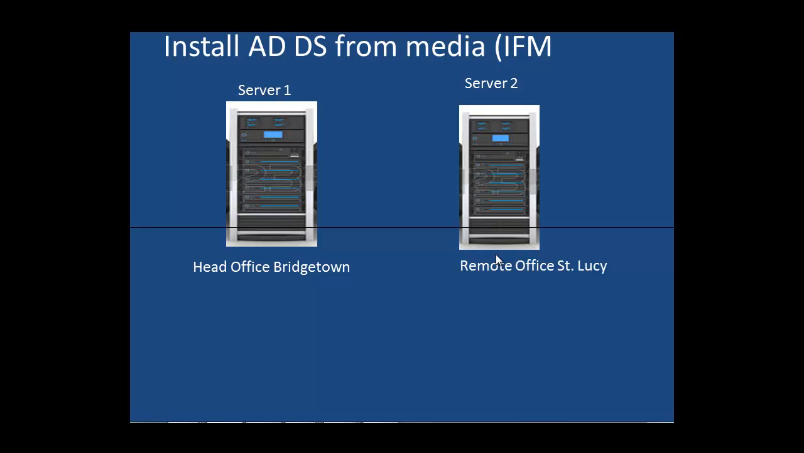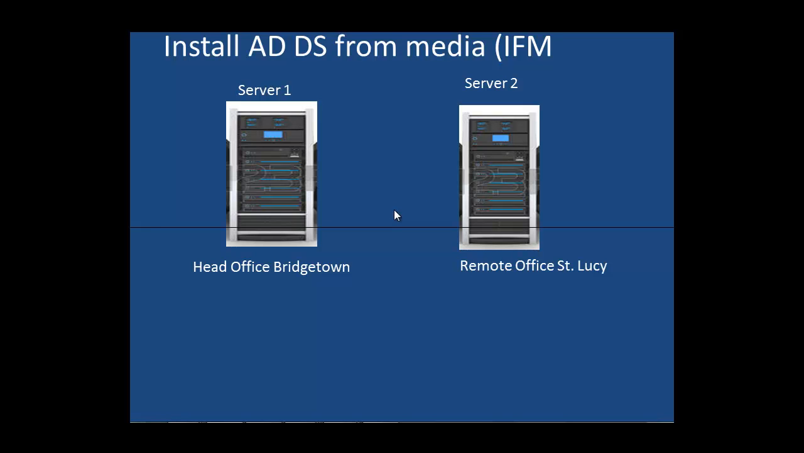Now, ordinarily, and as you have seen in the previous lessons that we have done, we can create an additional domain controller. And that domain controller will get its Active Directory database information from the first domain controller that was created. That means that the data will automatically replicate from Bridgetown to St. Lucie. But sometimes we might have a little problem with that.